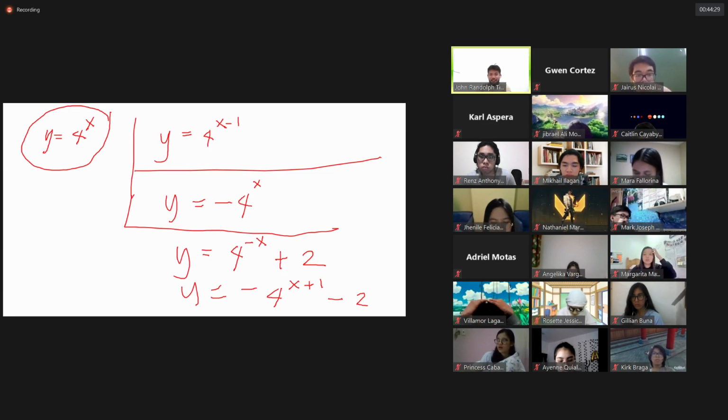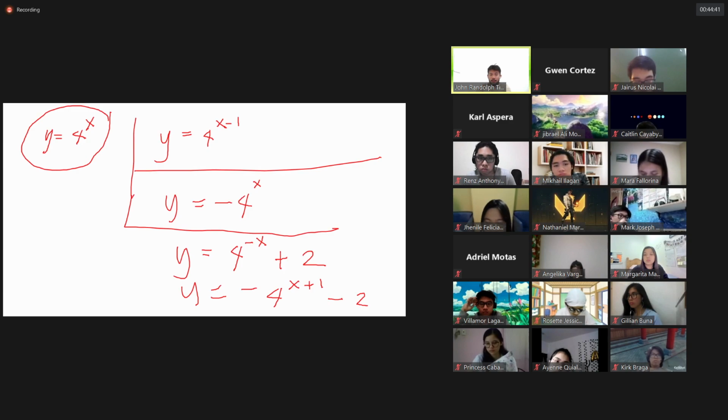Very good. Reflected across the x-axis, tama. Shifted 1 unit to the left since it's plus 1. And then shifted 2 units. That's minus 2. That's going to be 2 units downward. All right, very good.